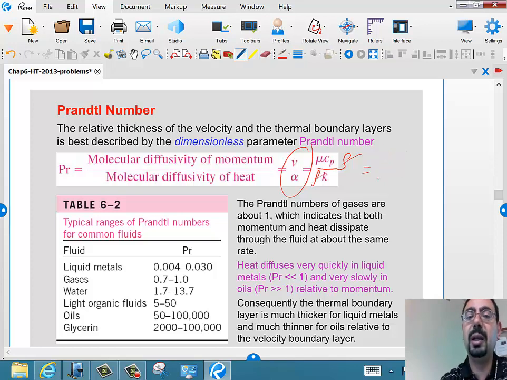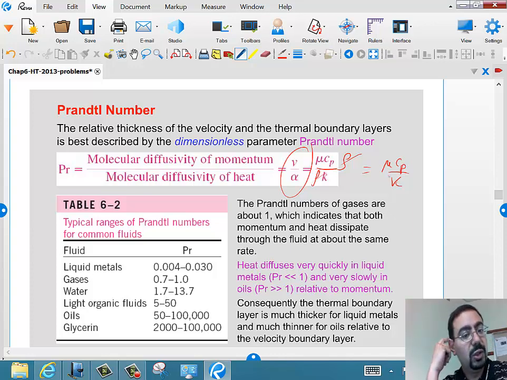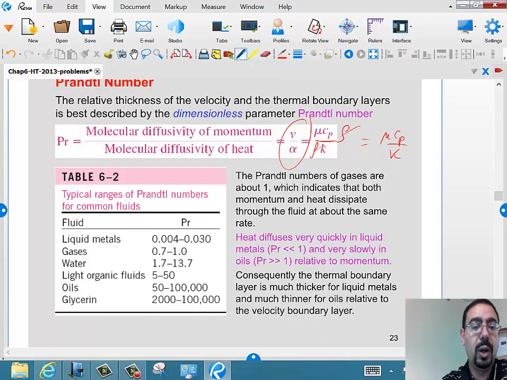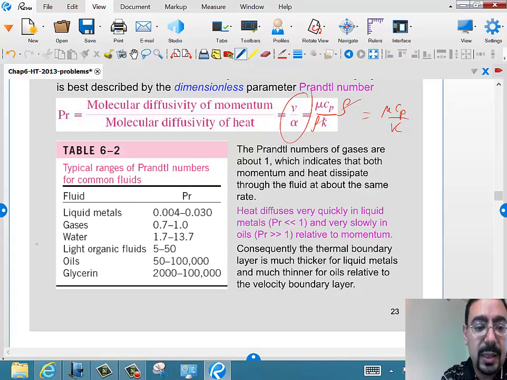Actually, if you just open the tables in your thermo book, or actually this book, you will find the Prandtl number for different gases at different temperatures. Because alpha and nu are functions of temperature, as you understand now. The more you heat the gas, the more you expect alpha and nu to change. And he's actually telling us that, see, for gases, look at the Prandtl number.